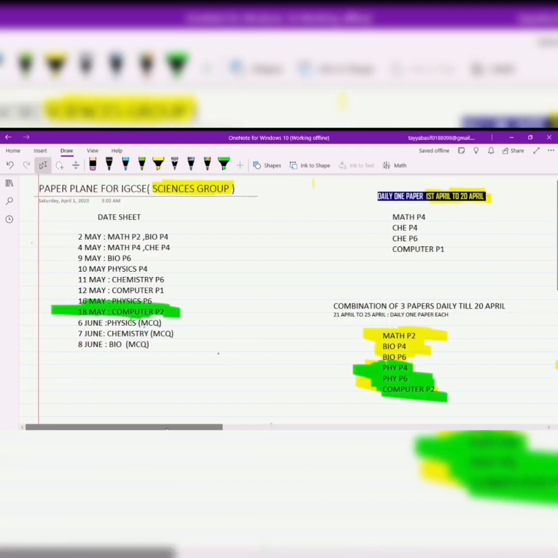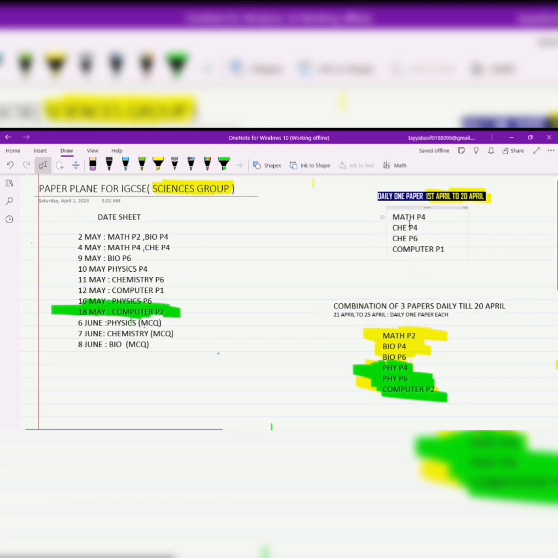Before 20th April, you are doing these 4 papers daily, and in addition 3 papers from this section. In total, there were 7 papers you were attempting from 1st April to 20th April. But now, because you are done with this, you are only left with this. So you will have to solve all these 6 papers on a daily basis from 21st April to 25th April.